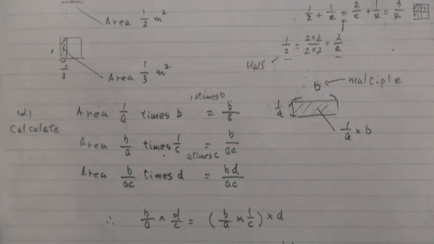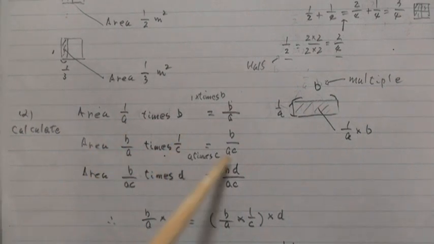And part 2, multiplication. The area 1/A times B equals this area B/A. 1/A times B equals 1 times B, so B/A. And the area B/A times 1/C equals this. Calculate the denominator: A times C, and B/A times 1/C equals B/(A times C).